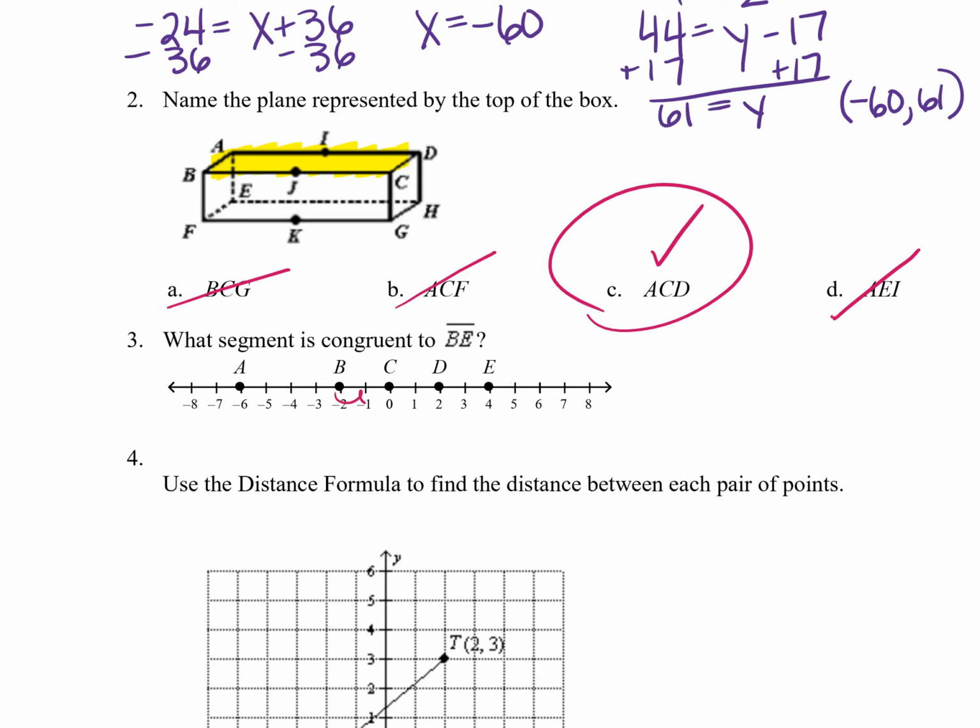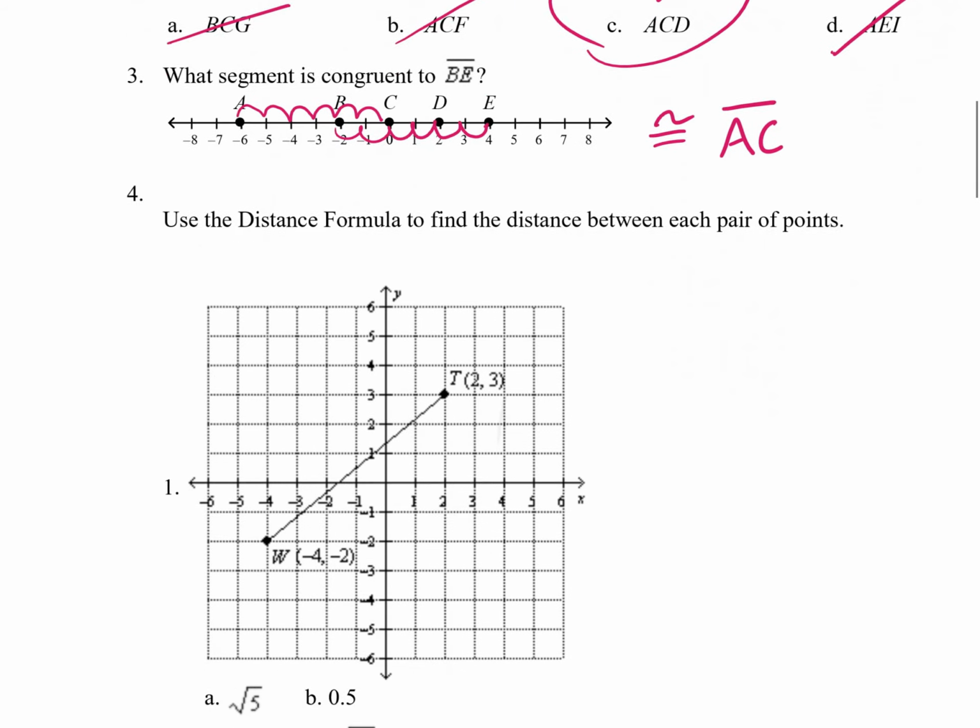All right, next one, you're going to add up segment BE. Just count it out. 1, 2, 3, 4, 5, 6. BE is 6, so you need another segment that is congruent. Congruent means equal to, same measure. So what segment is congruent to BE? Let's see, 1, 2, 3, 4, 5, 6, AC. So name it, put the segment indicator on top.